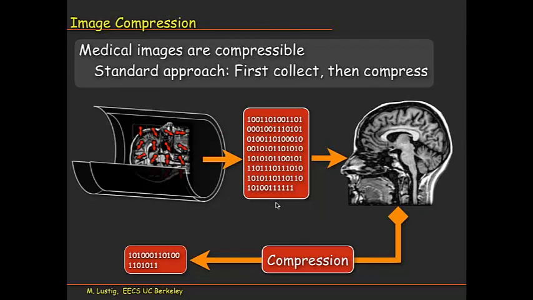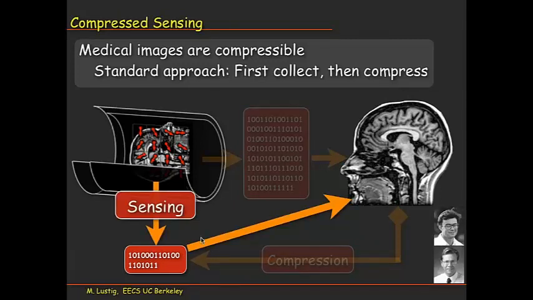Okay, so the type of redundancy that I'm going to talk about today is image compression. And so medical images are, in fact, compressible. Yes, they are. And the standard approach is to first collect the data and then compress it. But what we really want to do is this. What if we know that the images are compressible? We know that they're compressible. Why do we need to collect all the data in the first place and then throw most of it away?